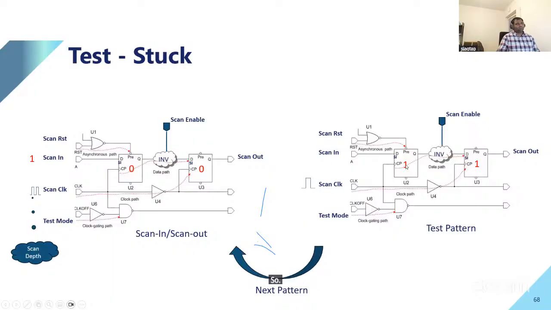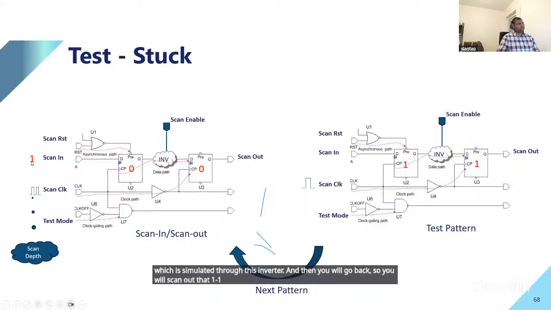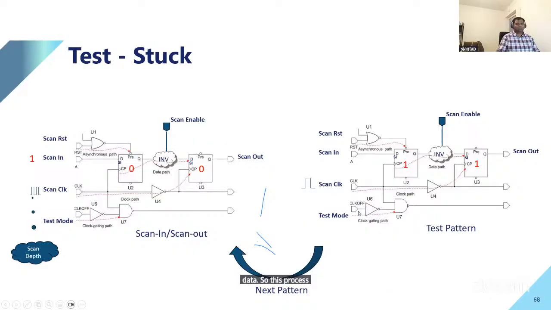So this will capture 1 here, and this will capture the 1 which is simulated through this inverter. And then you will go back. So you will scan out that 1, 1, and at the same time you will fill in new scan data. So this process will keep on repeating. Okay. So this is basically the flow of how it looks for scan testing.